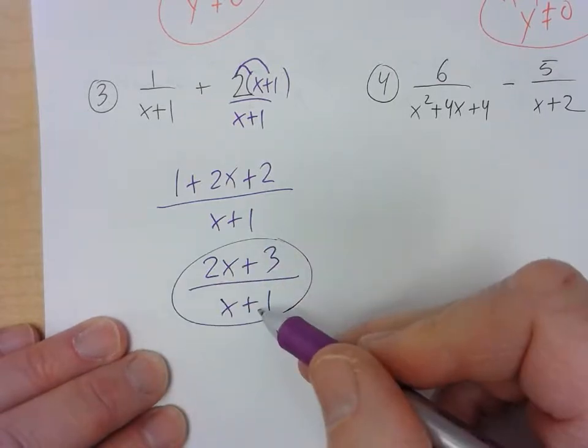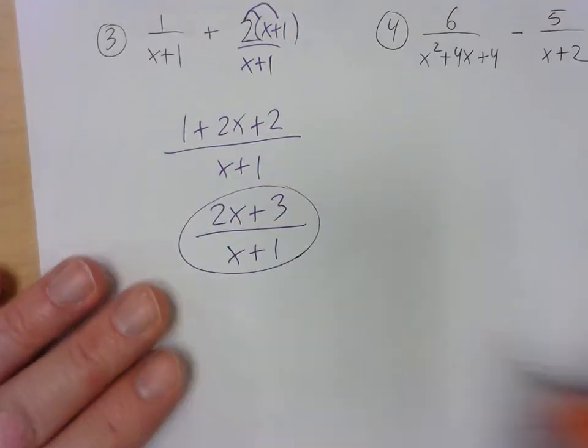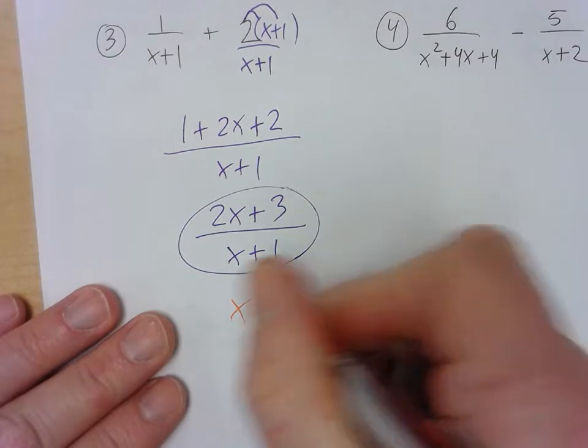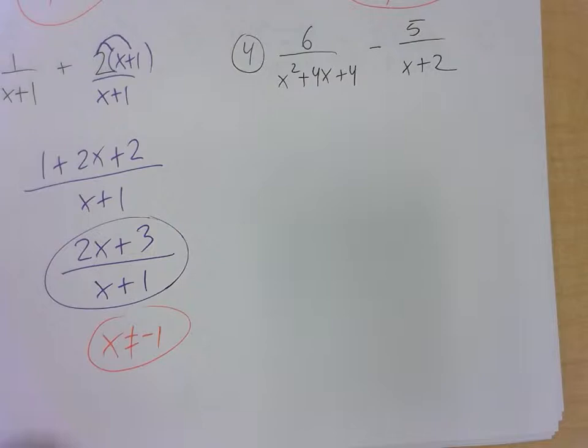And then you can't divide by 0, so going back up here, it's just x cannot be negative 1. And that's the only issue right there. Pause here for a second, and I'm back.